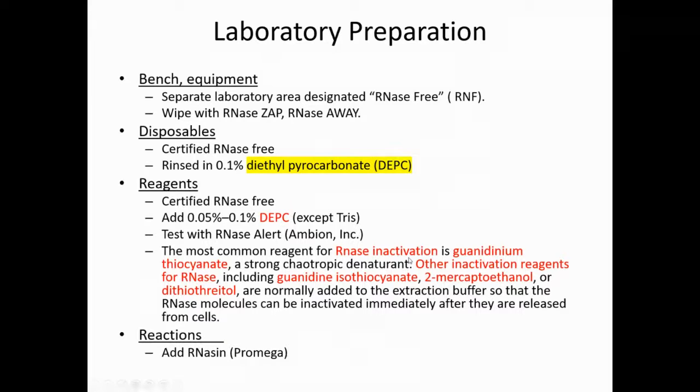Or you can use RNase inactivation. You can use guanidine thiocyanate, which is a strong chaotropic denaturant. Or you can use guanidine isothiocyanate, 2-mercaptoethanol, or DTT, which you can add to an extraction buffer so as to inactivate the RNase activity.